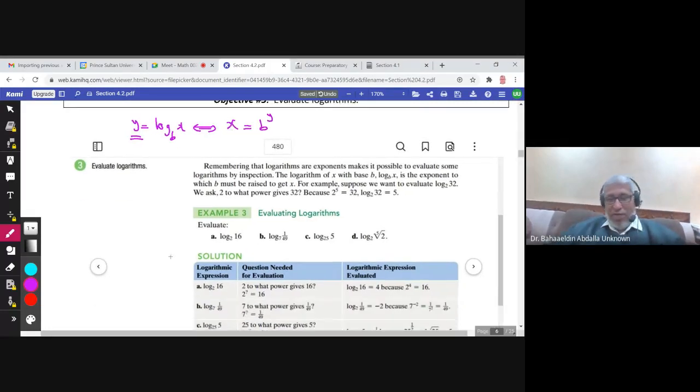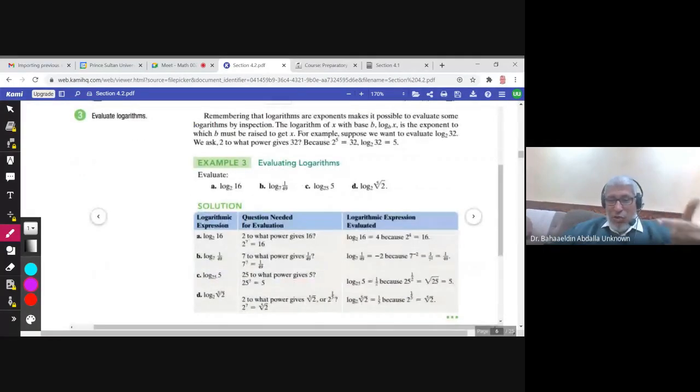Here, for example, log 16 to the base 2. Think like this. 2 to what number equals 16? Okay, 2 to what power gives 16? That will give you the answer of log 16 to the base 2. 2 to what power equals 16? 2 to the power 4 equals 16. So log 16 to the base 2 is 4. So you can answer log 16 to the base 2 without a calculator by thinking 2 to what power equals 16 will give you the answer.